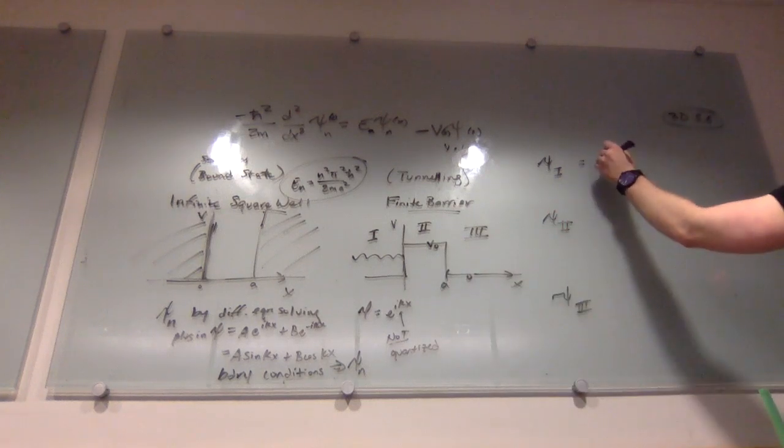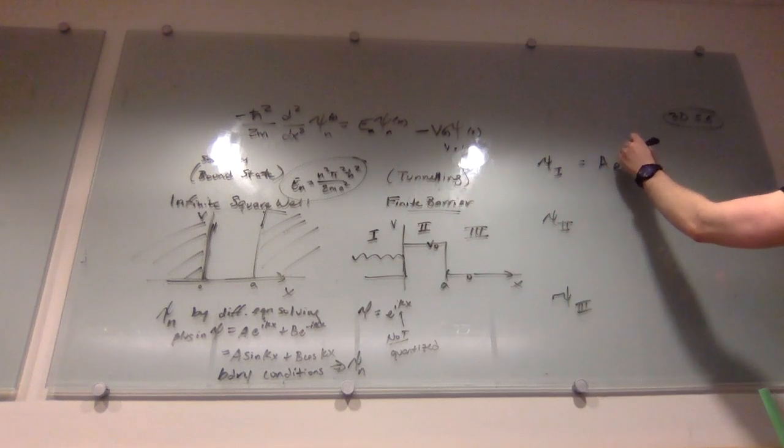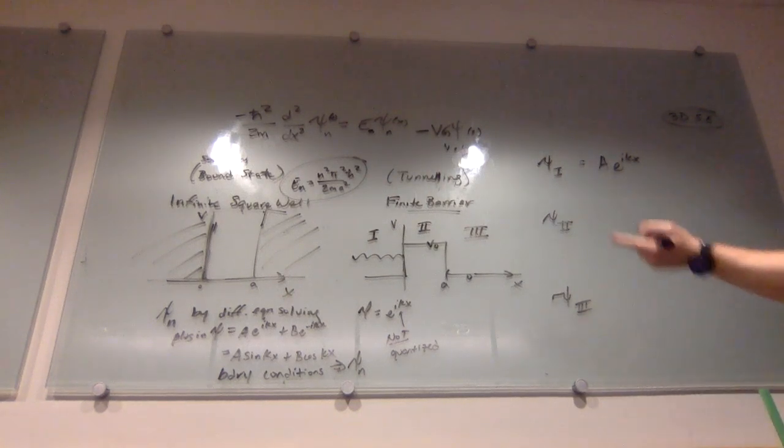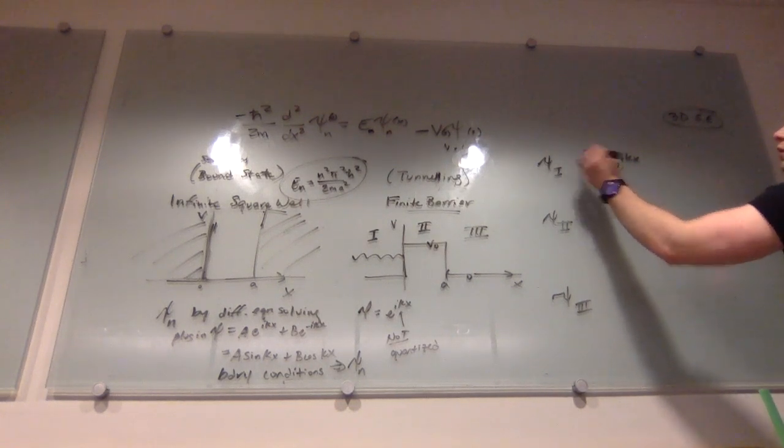Now in region 1, we have this, as I said many times. This is the solution. So it looks like A e to the i k x, and again we of course get B for the thing going the other direction, but we can just consider, let's just talk about something going to the right, because for tunneling we care about this way. Okay, so that's the solution.